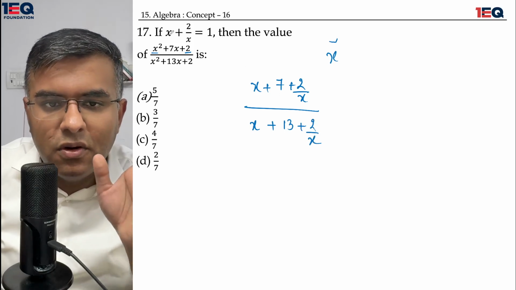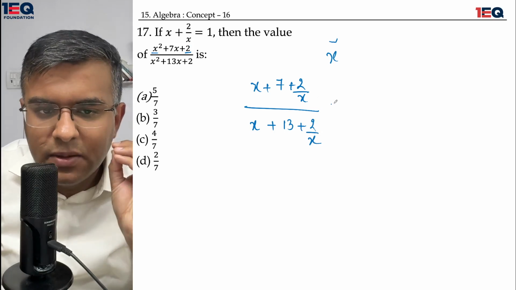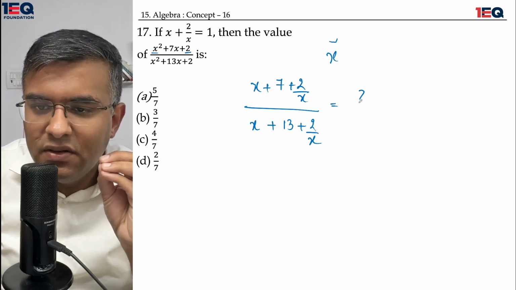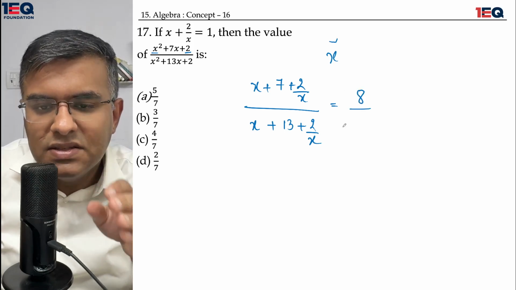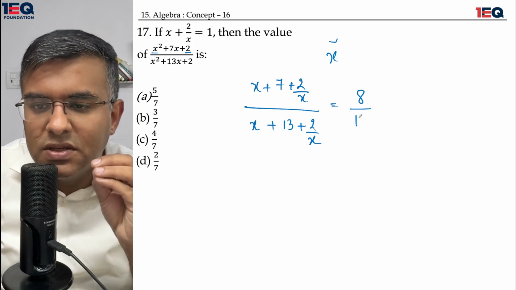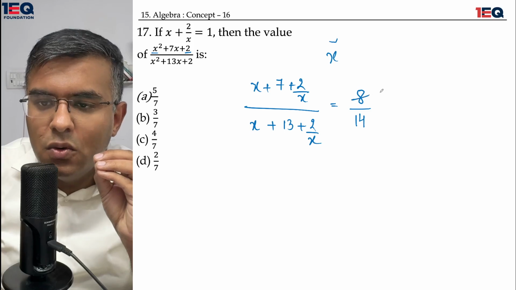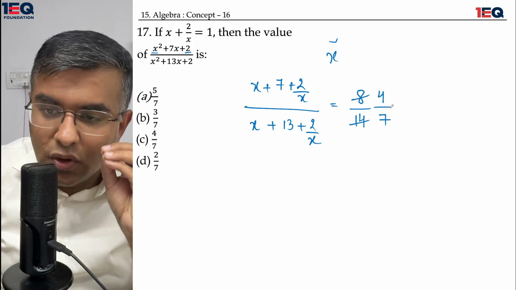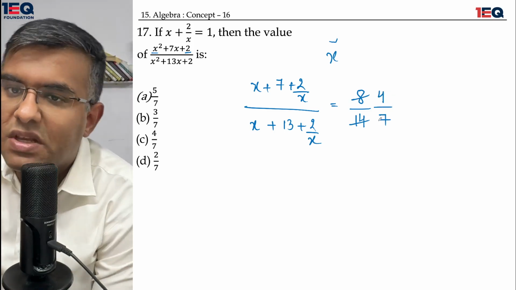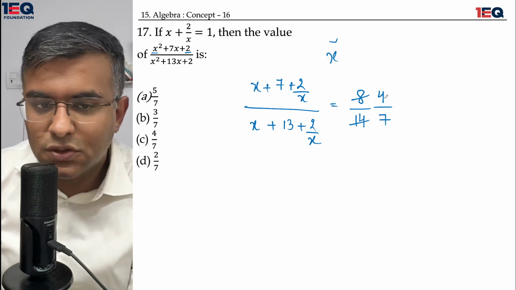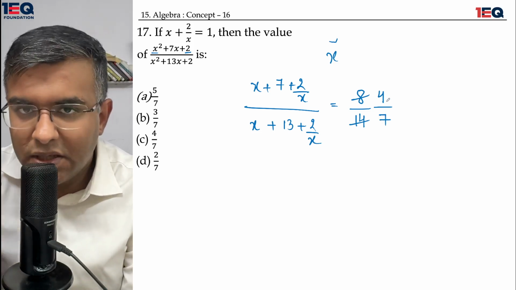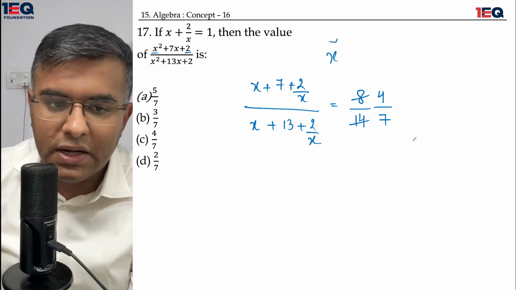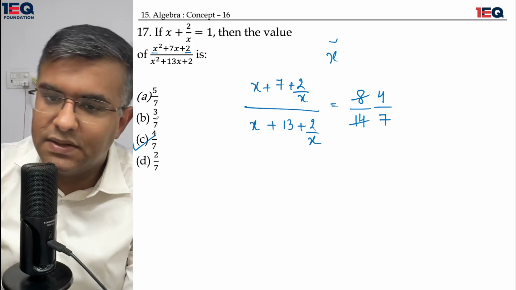The value of x plus 2 by x has already been declared as 1. So this is 1 plus 7, which is equal to 8, and this is 1 plus 13, which is equal to 14. Now 2 4s are 8, 2 7s are 14. So 4 by 7 is something which I am looking at, which is my final answer.